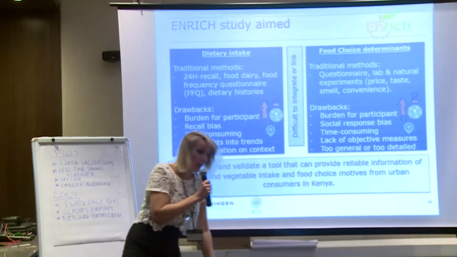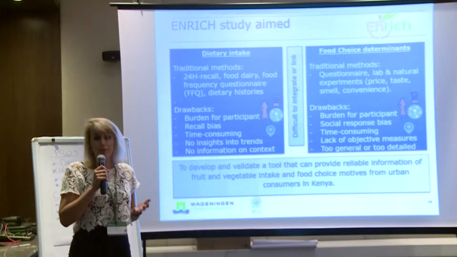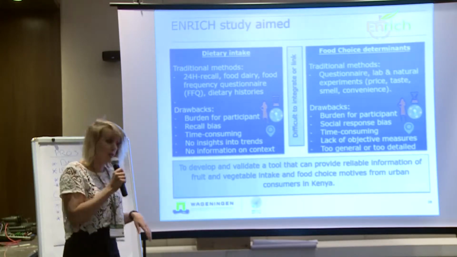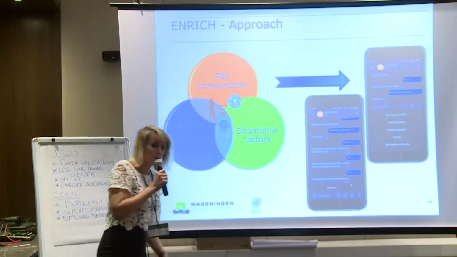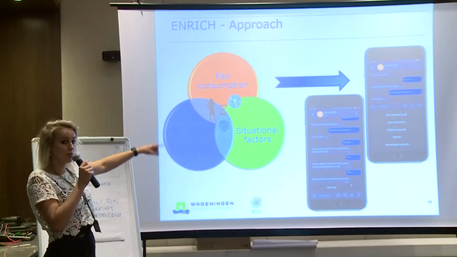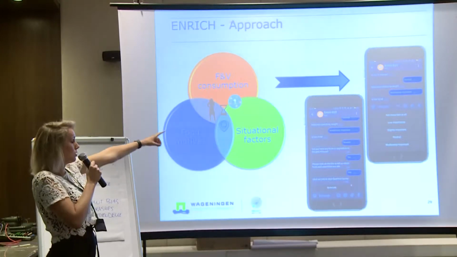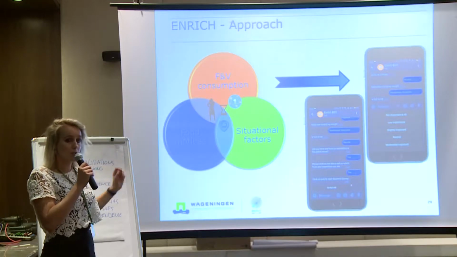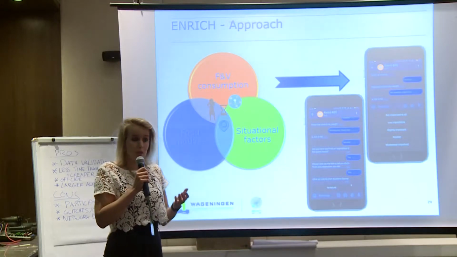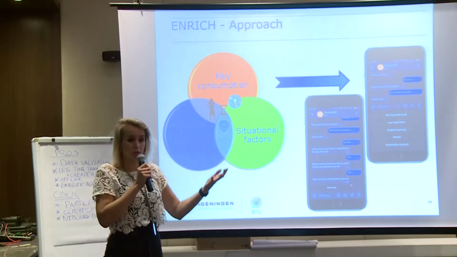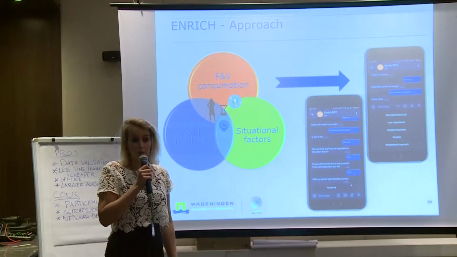So what we aimed to do was to develop and validate a tool that measures food and vegetable intake and food choice motives of urban consumers in Kenya. So what we did was include all these three different topics: the food and vegetable consumption, the food motives, and the situational factors into a chatbot. And the chatbot is a smartphone application that's more in a chat form, like WhatsApp or Telegram, so that you feel like you're in a conversation with each other.